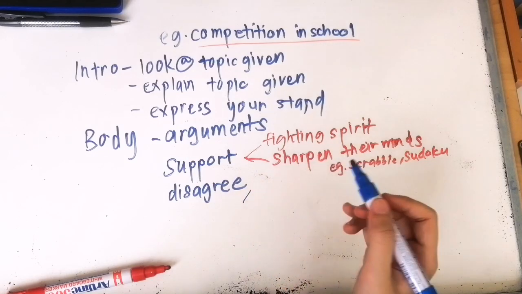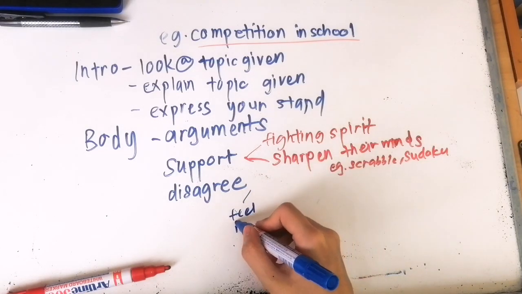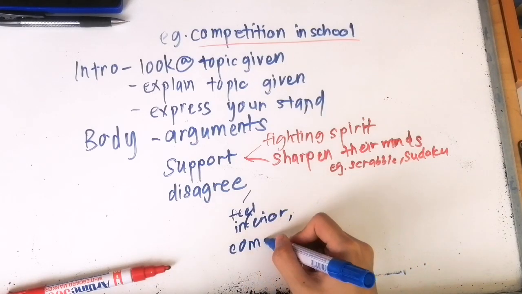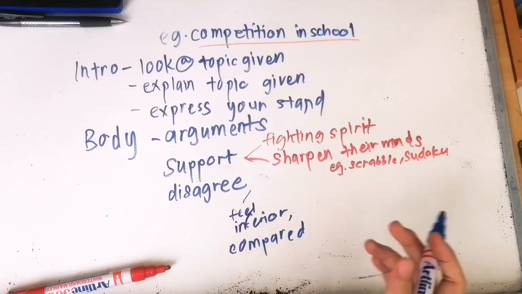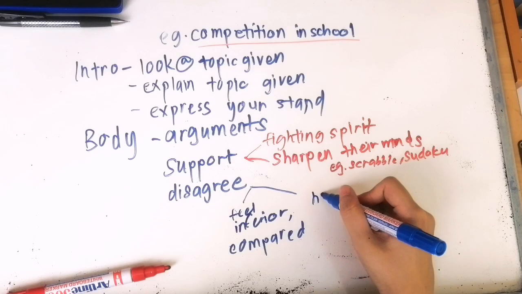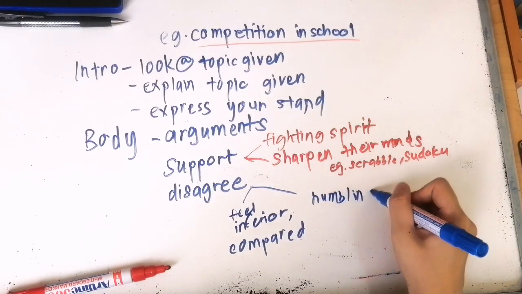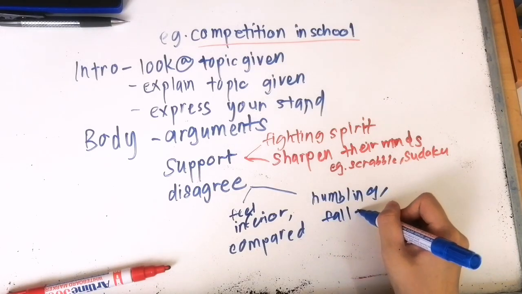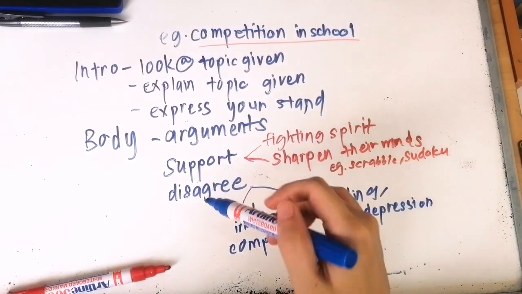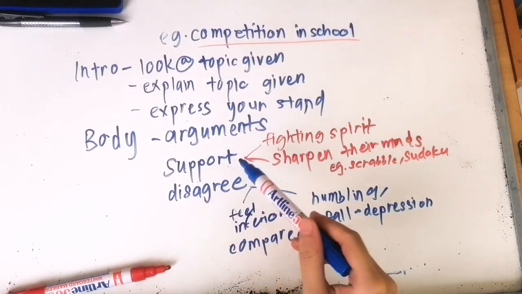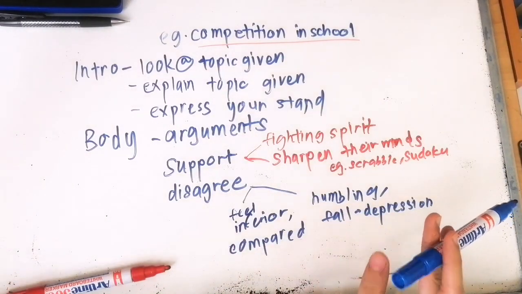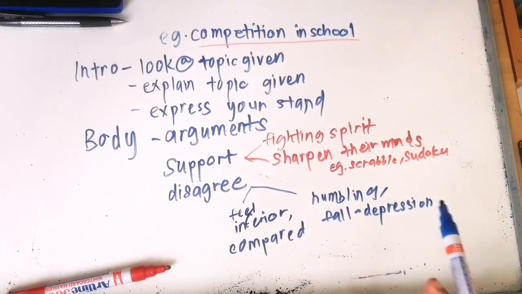And then for disagreeing, some people might feel inferior, and some people might hate being compared to others, like this person is better than me in this area, so it might affect self-confidence. The other one is it might be humbling, and some people might even fall into depression because they feel like they are not as great as their friends. So these are the 2 points of disagreeing, and these are the 2 points of agreeing. So when you have looked at both sides of the picture, then you can restate your stand in your conclusion.